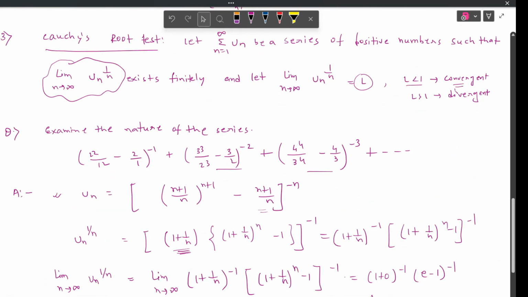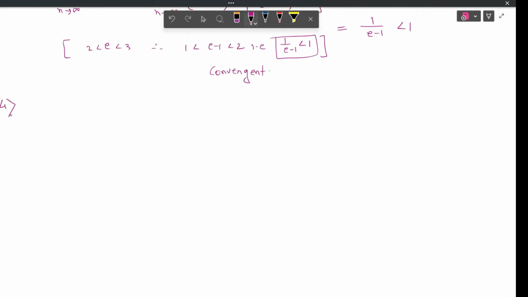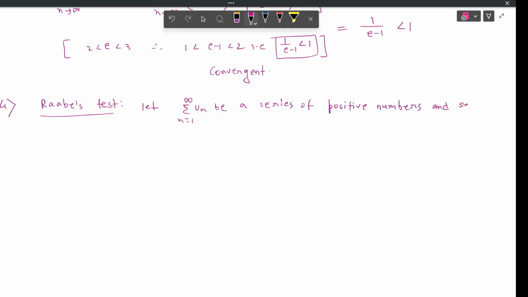Let's move forward to our next test, that is number 4, that is Raabe's test. Pardon me if I pronounce it wrong. Let summation n equals 1 to infinity u of n be a series of positive numbers, and suppose that limit n tends to infinity n into u of n by u of n plus 1 minus 1 is L.